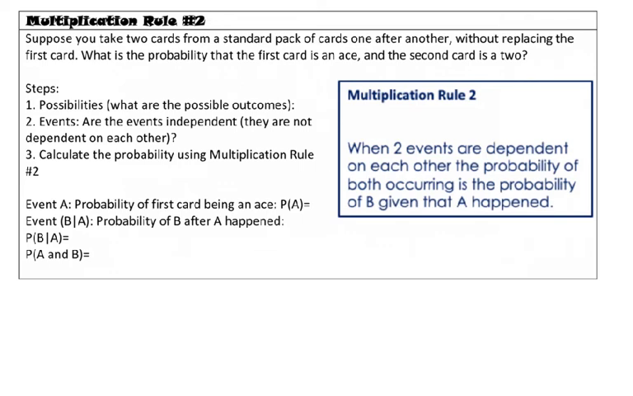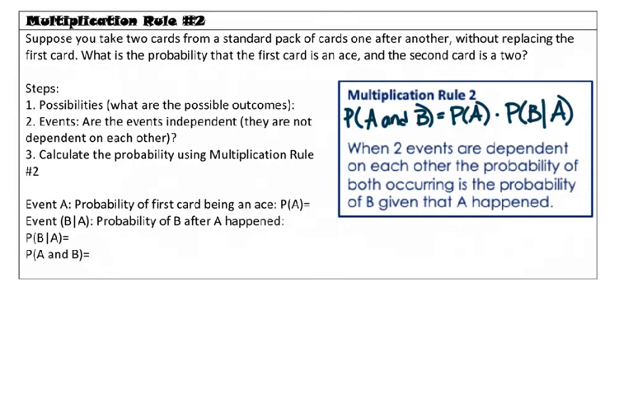Alright, so let's look at the second multiplication rule, and this is a little more challenging. The probability of A and B occurring is equal to the probability of A times the probability of B given A has happened. So it's not going to be out of a total number of outcomes because you're being more specific. If that doesn't make sense, when two events are dependent on each other, the probability of B occurring is the probability of B given that A happened. Let's look at the example before you freak out.